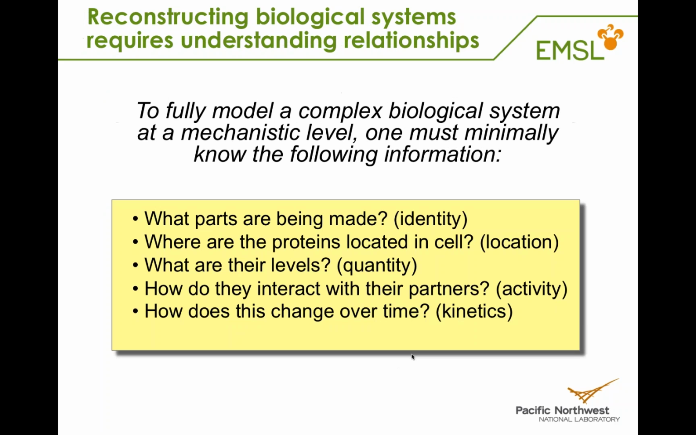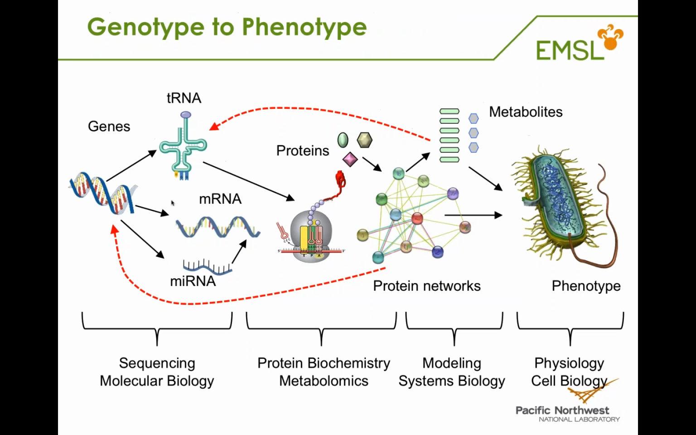Now, what we've been trying to do for a number of years is reconstruct biological systems, very complex systems-level stuff. And to be able to do this, you need to know the parts, where the proteins are, their levels, how they interact with their partners, how they change over time, and so forth. So this requires a lot of different pieces of information that you need to be able to integrate seamlessly. We have sequencing data, we have protein biochemistry, we have models that put this information together, and then we have phenotypes. We need to be able to link all this data together to create a coherent framework of what's going on. Now, there are currently a number of different ways you can link data.